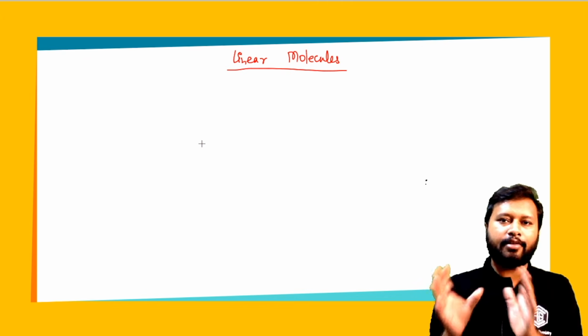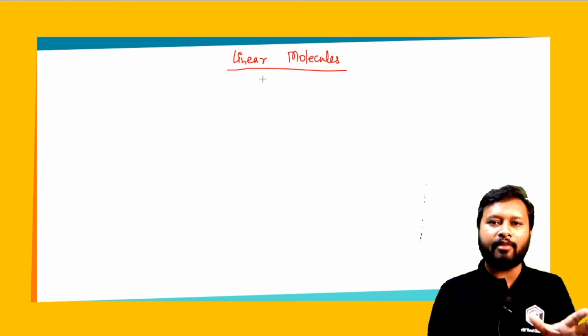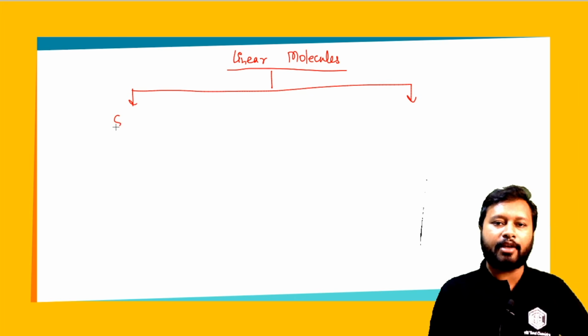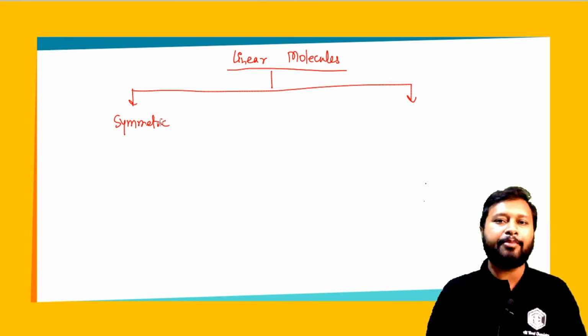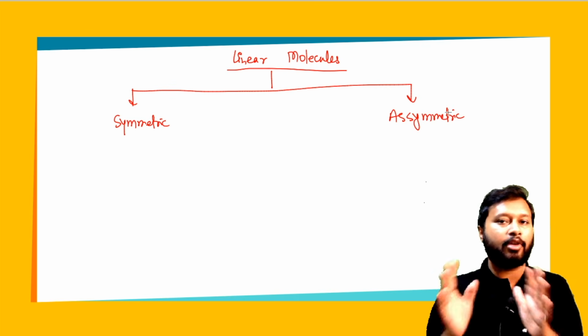Before jumping into the trick part, there are certain types of molecules whose point groups are pretty well known. They are very easy to understand. For example, linear molecules, those which you can draw in a single line. These can be of 2 types. They can be either symmetric, which means on both sides you can bisect them into 2 equal halves, or asymmetric, which means you cannot bisect them into equal halves.